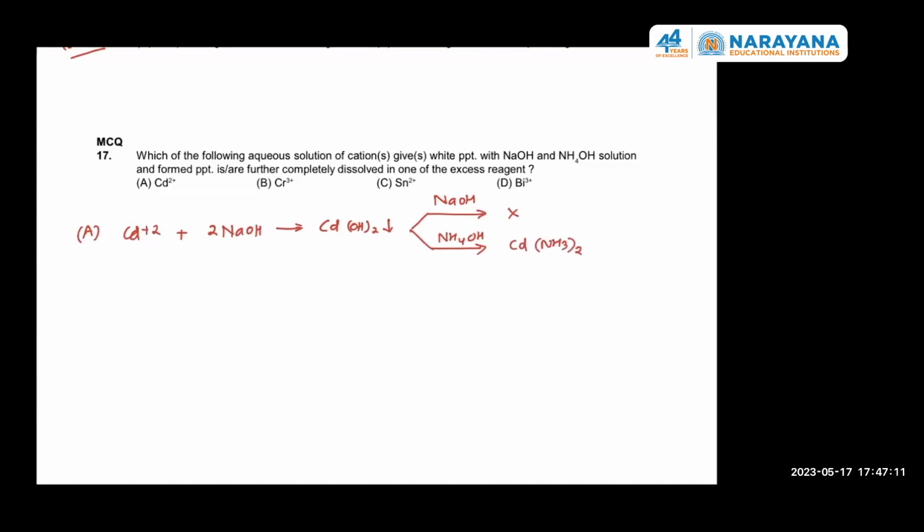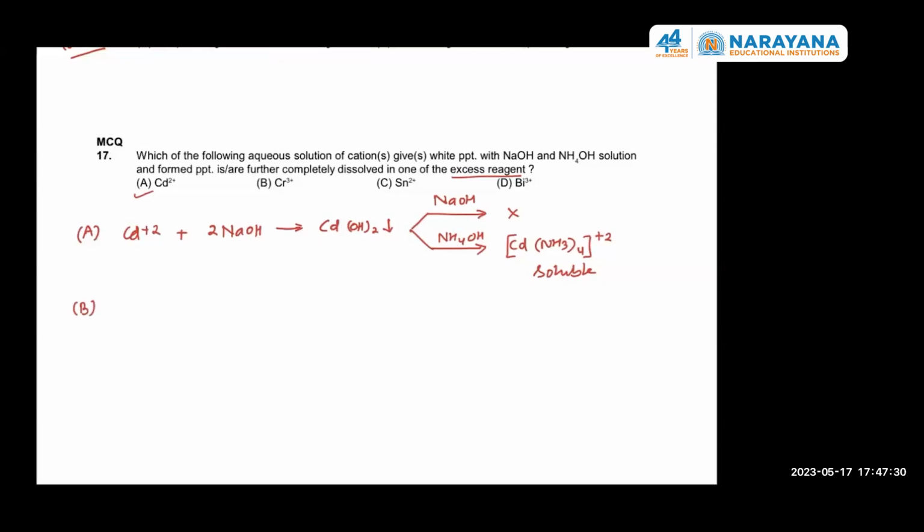Ammoniated solution we will get. Right? So that precipitate becomes completely dissolved in one of the excess reagents. So in case of excess ammonium hydroxide, we will get a complex which is soluble. Okay, so A will be the answer.